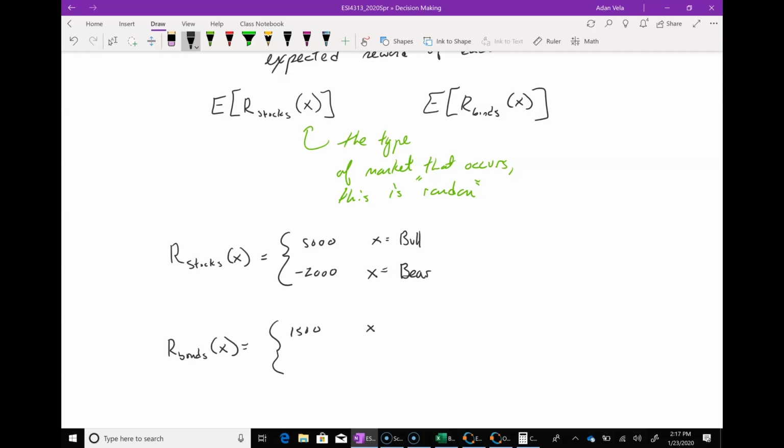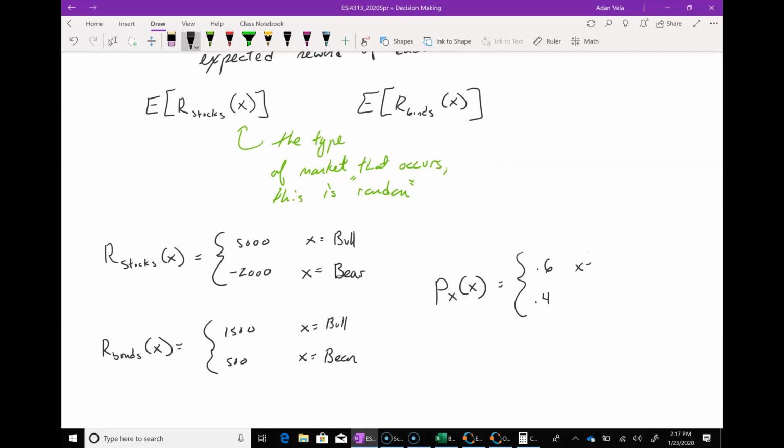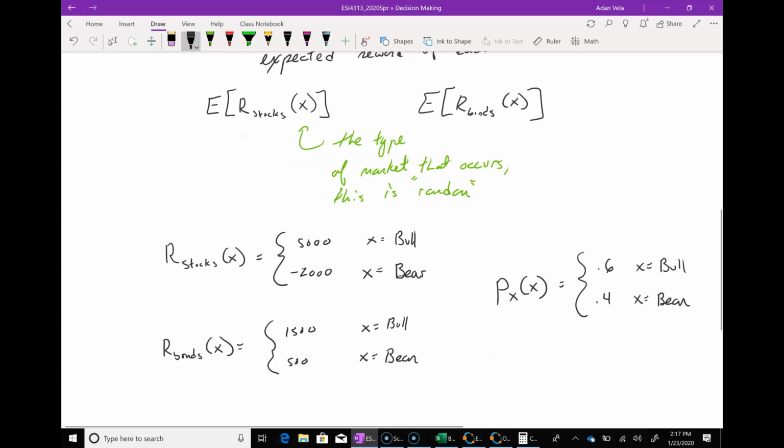We get $1,500 when X is a bull market, and we get $500 if X is a bear market. So the other piece of information I already gave you, but I'm going to write it a little bit more explicitly so we can use the equations we've learned before, is we need to know the probability distribution over the bull and bear market. So it's just 0.6 and 0.4, right? And 0.6 refers to the probability that we have a bull market, while 0.4 refers to the probability that we have a bear market.